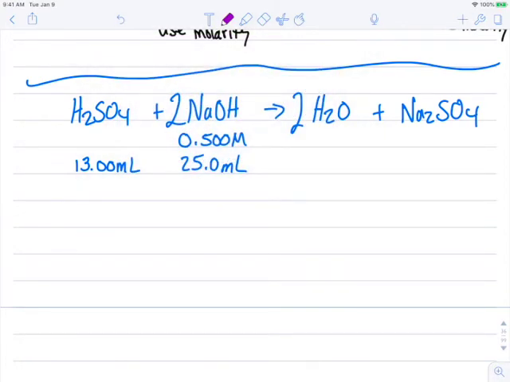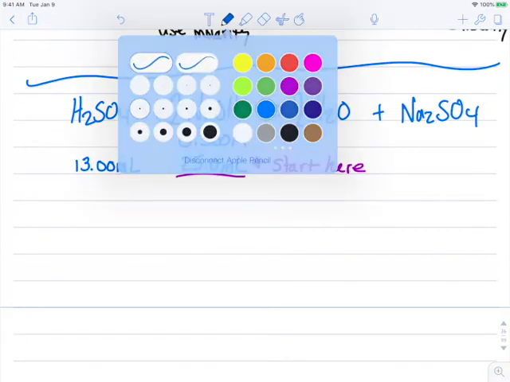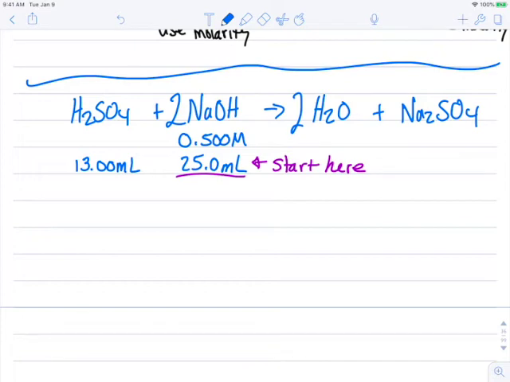So which of these three numbers would you all start with? In terms of doing your dimensional analysis, 25. Does everyone agree on that 25? Okay, so we'll start off in a similar way. Is it okay if I write this as 0.0250 liters, like so? Anyone want to see the conversion between milliliters and liters? Okay, so these are liters of NaOH.